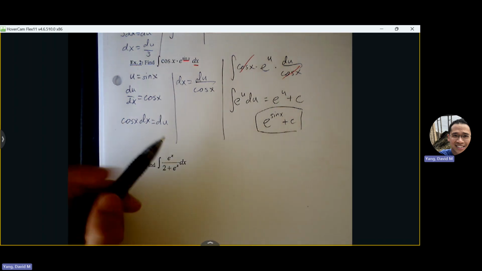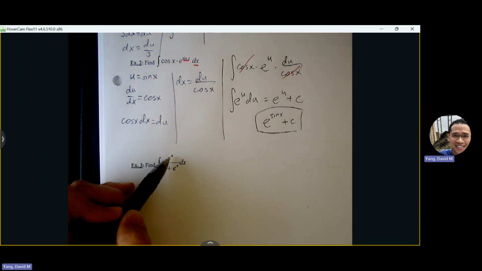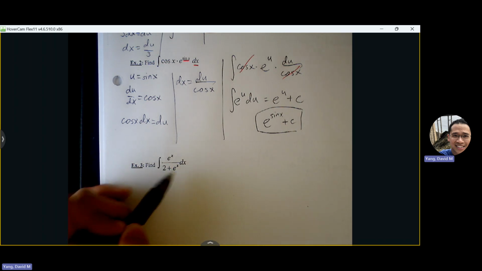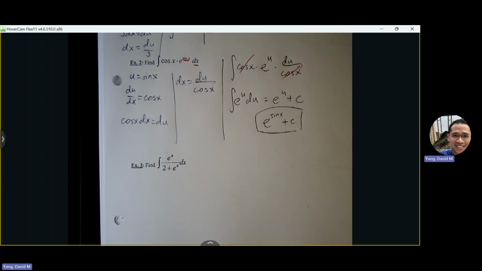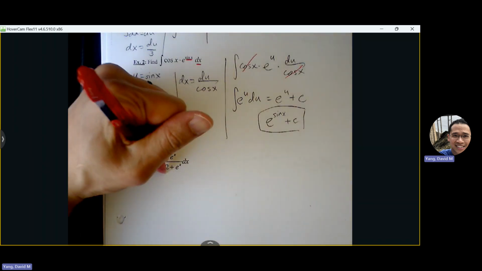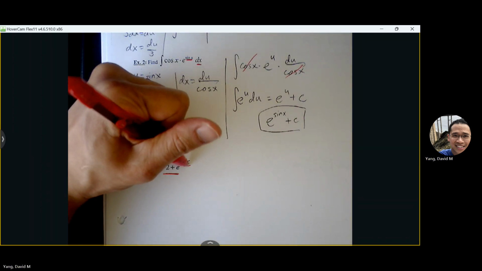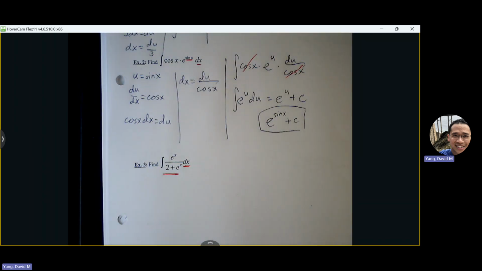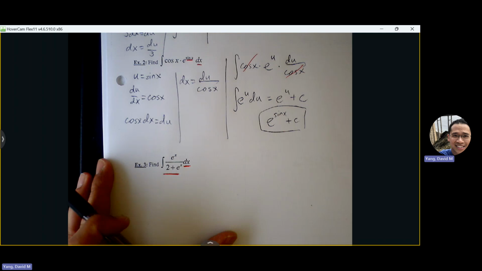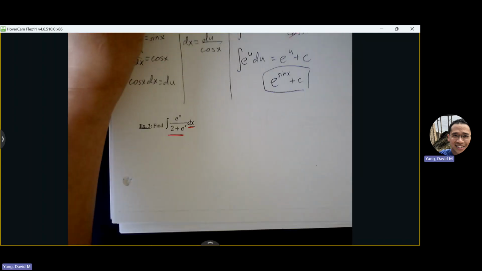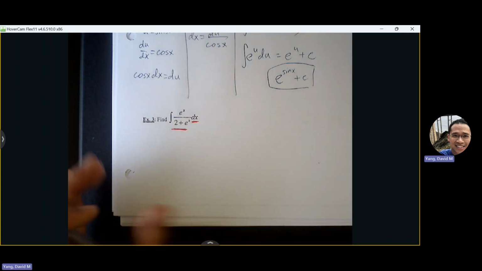Or maybe you're thinking the u value is e to the x. Then you have u over 2 plus u. But if you think about that, that's not large enough. We don't have a rule that can handle u over 2 plus u. So a bigger portion for us to consider is the entire denominator. It's easier to cancel something out in the numerator than in the denominator. So a lot of times your u value could just be the entire denominator.